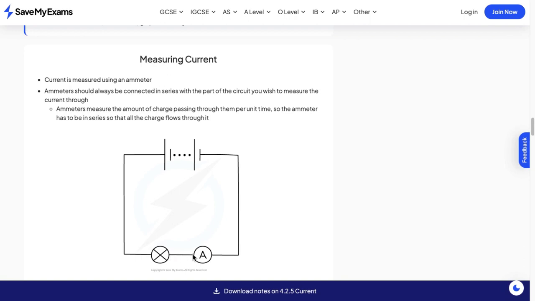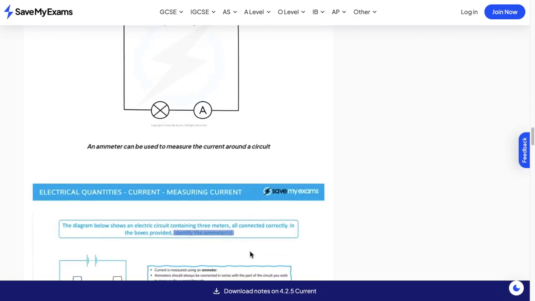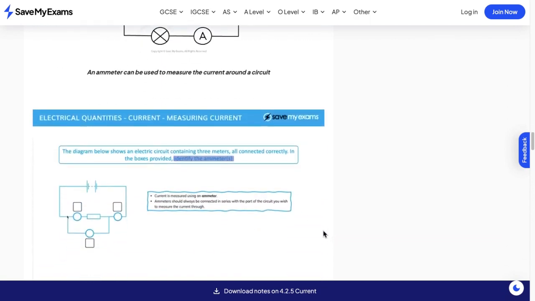We connect the wire to one terminal, the positive terminal, and the other side of the wire to the negative terminal of the ammeter. When we do that, the amount of current flowing in this wire will be displayed on the ammeter. So we say the ammeter is used for measuring current in a circuit.